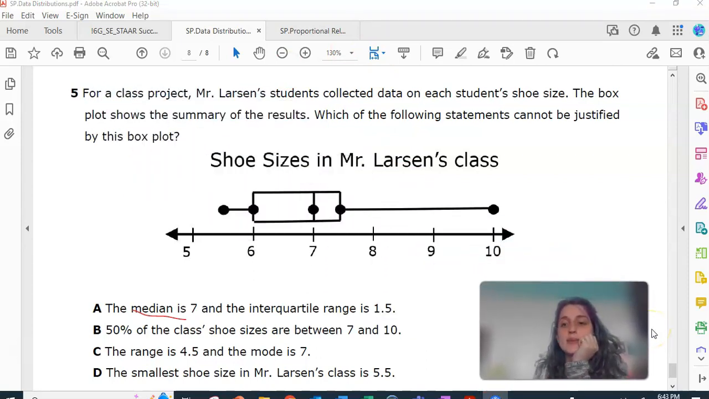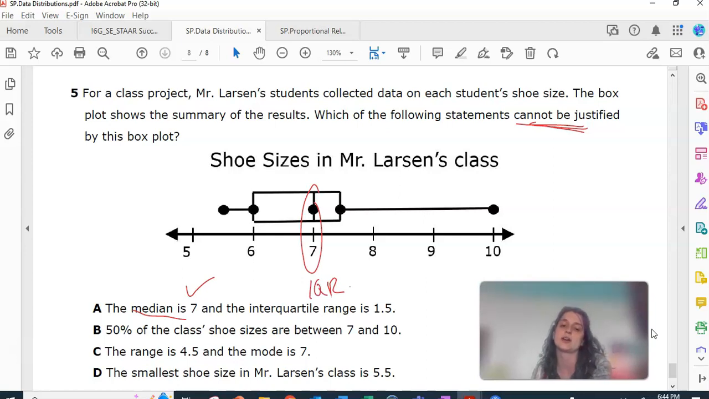Which of the following statements cannot be justified? We're looking for false statements. If you look for true, you're going to definitely get the wrong answer. The median, the middle number is 7. All right, this is my median. It's 7. Yep. And the interquartile range, the IQR, is 1.5.